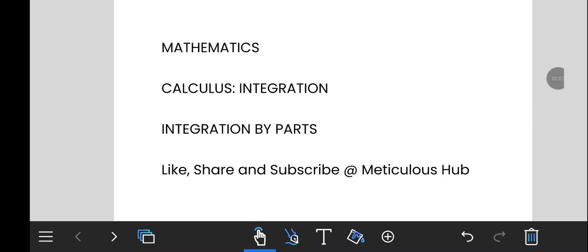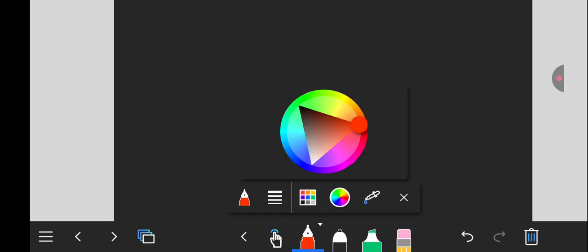In this tutorial, we're going to look at integration, that is calculus, and our main focus will be on integration by parts. So let's see how we can integrate using the integration by parts method. The first thing we need to understand is the formula.